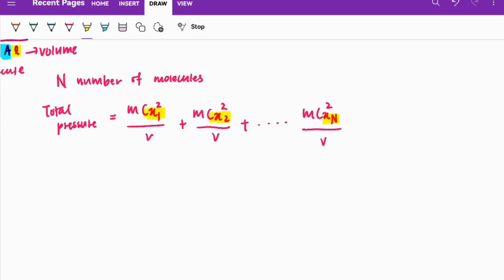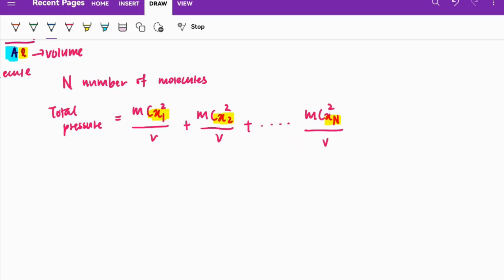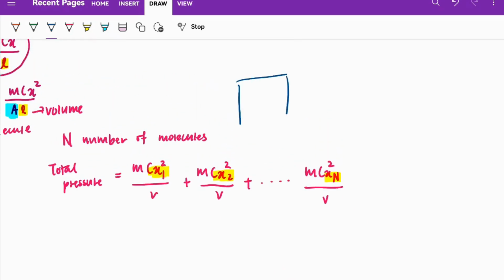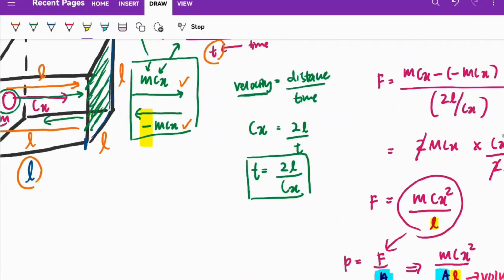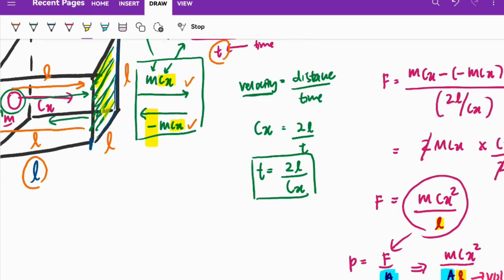Because now you have a lot of molecules inside. All the molecules are going to move at a different speed. Oh, I forgot to mention. You might be thinking, why here I use the same speed? Because between collisions, the speed of the gas molecule is uniform. I repeat again, between collisions, let's say with this face of the wall, the speed is uniform.